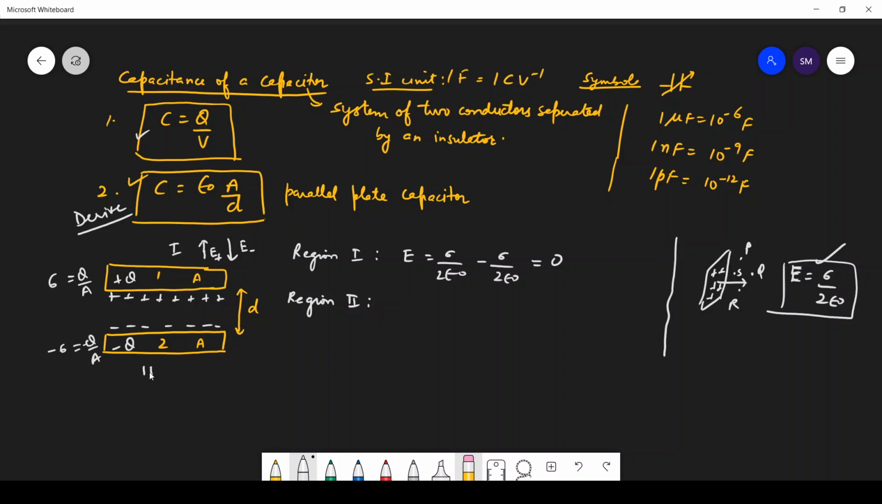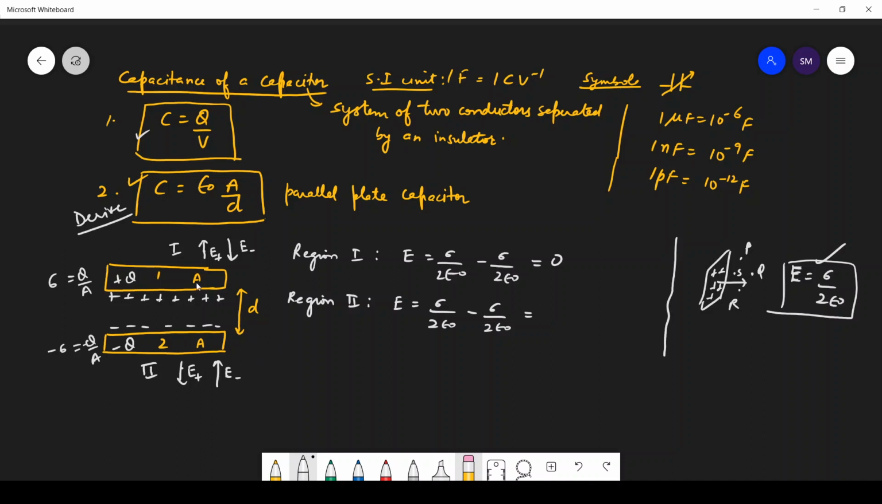Now let us take this as region 2. Here at this point, electric field due to the positive plate will be outward from the positive plate, and for the negative plate it will be inward. So here again the electric fields are in opposite directions, so they will again cancel out each other. This electric field is equal to sigma upon 2 epsilon naught, due to E positive and E negative.